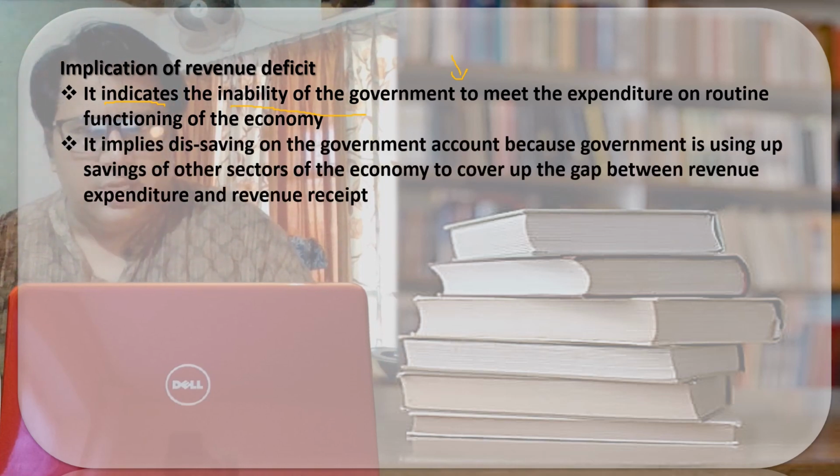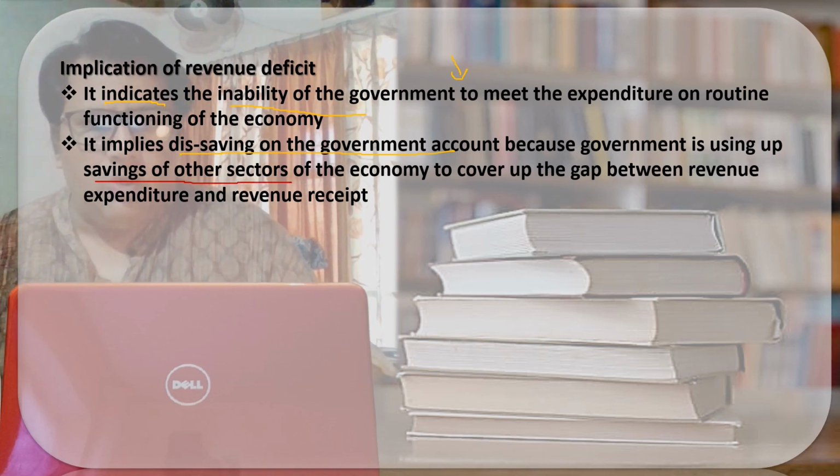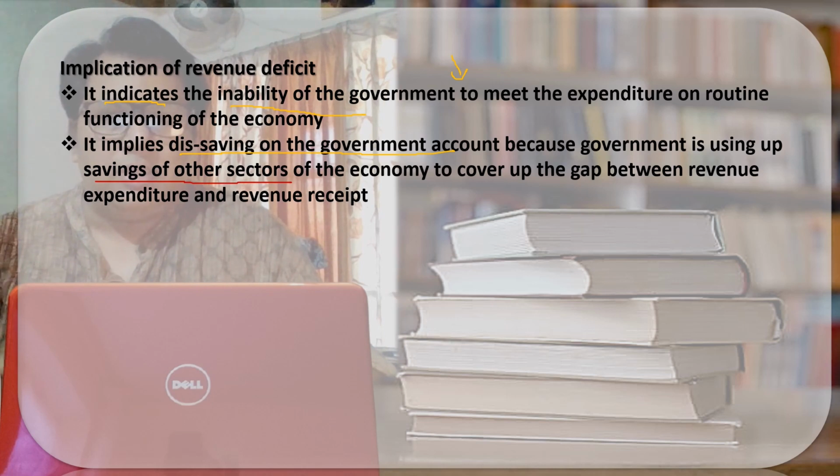The second implication is that it implies dis-saving on the government account. When I say it implies dis-saving on the government account, what does it mean? It indicates that the government is using the saving of one sector to cover up the expenditure of the other sector, because of which both sectors cannot develop. It means that the saving of one department will be used to meet the expenditure of another department.